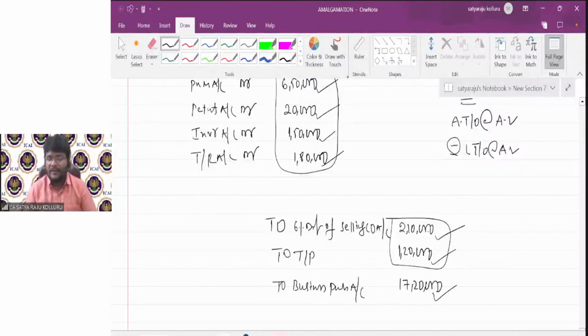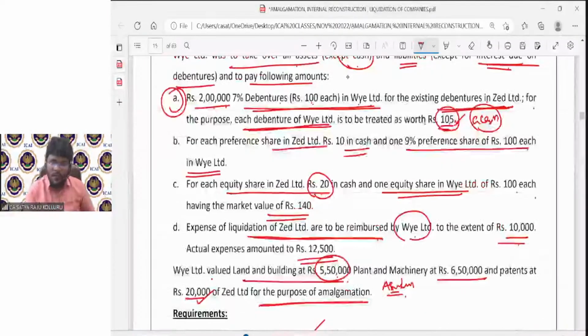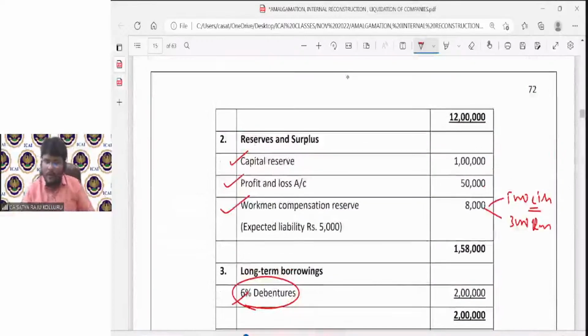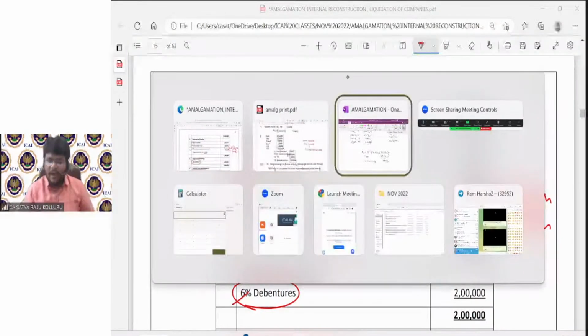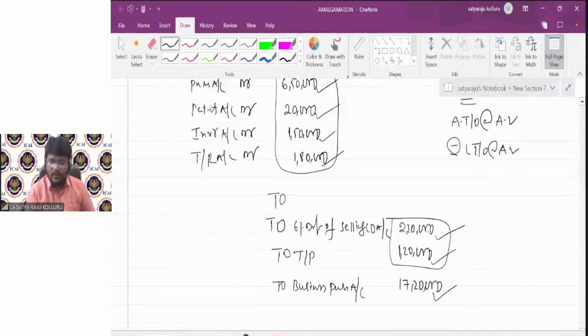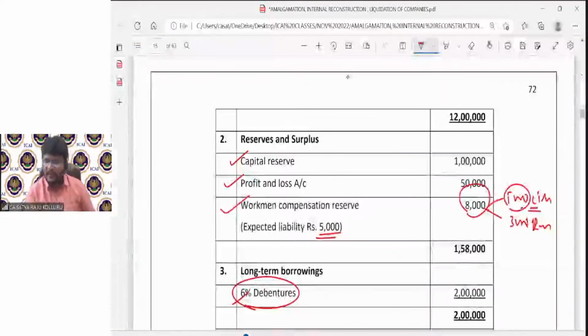We considered all assets and all liabilities except one liability, guys. What is that liability? If you come to the PDF, sir, out of 8,000 expected liability, 5,000 is there, which is also one of the liabilities, workman compensation liability. That 5,000 is also taken over by whom? Purchasing company only. So please all of you add that one also. We are ignoring workman compensation liability, which is for 5,000. Am I right? Is it 5,000 only?